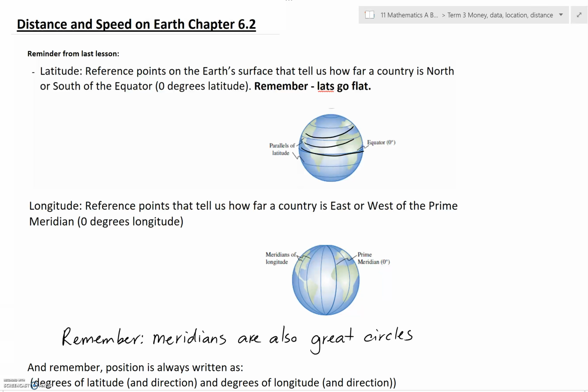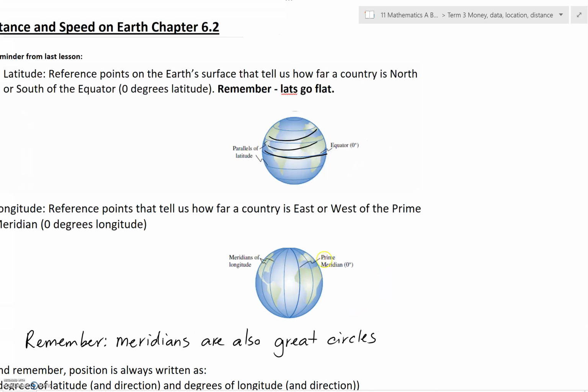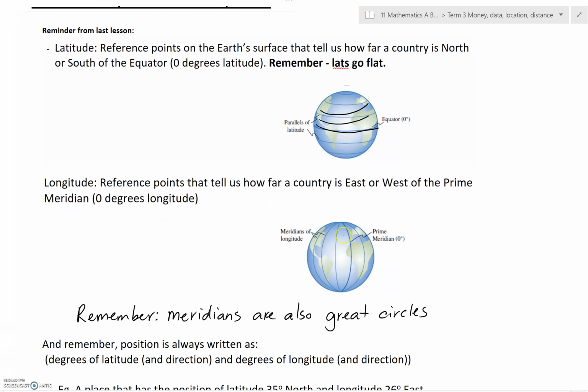Lats go flat, one way to remember it. Longitude, if you think of it going long ways, goes vertically, and the lines go through the poles. They go through the North Pole, the South Pole, the Arctic, the Antarctic, and they tell us how far a country or a place is east or west of the prime meridian. Remember, we talked about the prime meridian last lesson, and that is where it is 0 degrees longitude.